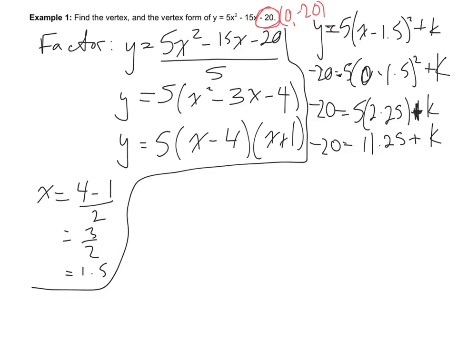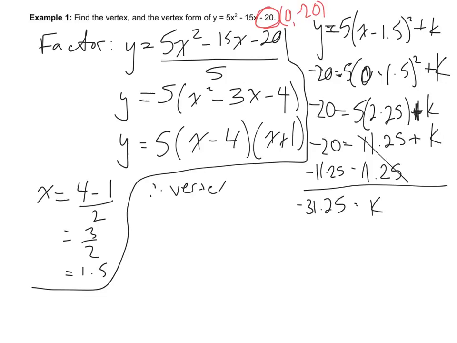I need to isolate k, so I'm going to subtract 11.25 from both sides. And I get that k equals negative 31.25. So therefore our vertex, I'll kind of finish this out, so therefore our vertex is 1.5 comma negative 31.25.